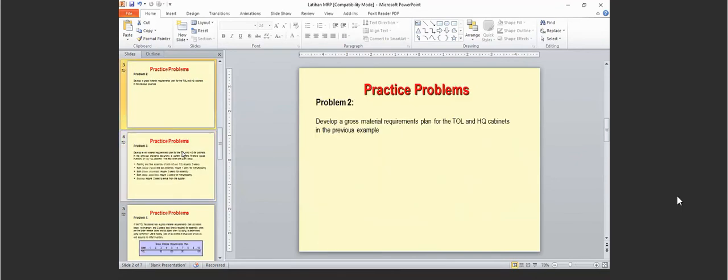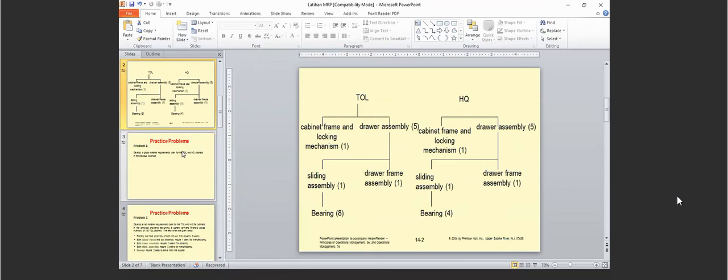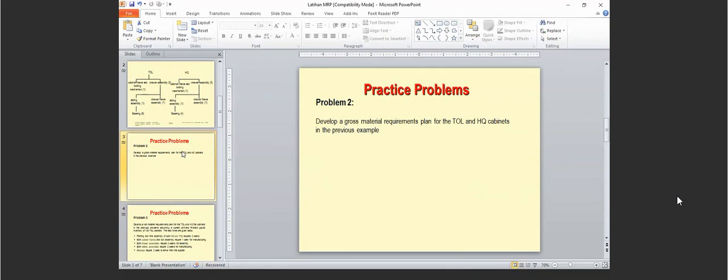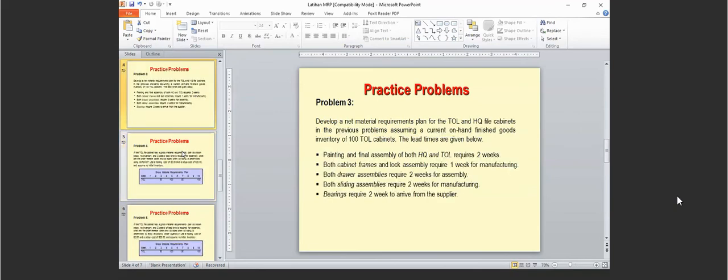Since we don't have enough time to proceed with the next questions, 2, 3, 4, and 5. What do we have at problem 5 here? Economic order quantity. And we also have problem 6. We have to develop the gross material requirement for the tool and HQ cabinet, and also develop the material requirement planning for the tool and HQ cabinet. This problem also provides additional information about the lead time.